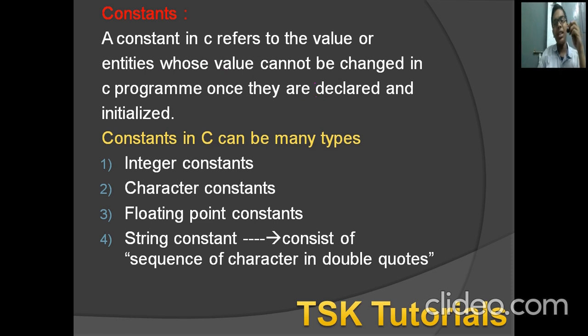I will explain this with a program. Before going to solve the program, we have to check the different types of constants. There are different types of constants. They are integer constant, character constant, floating point constant, and the string constant.